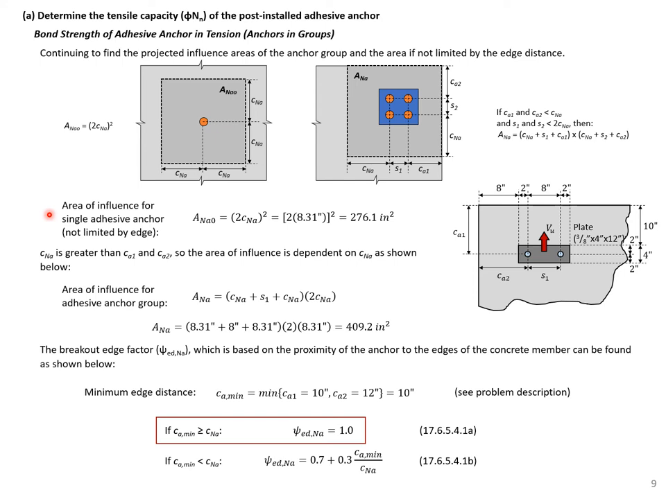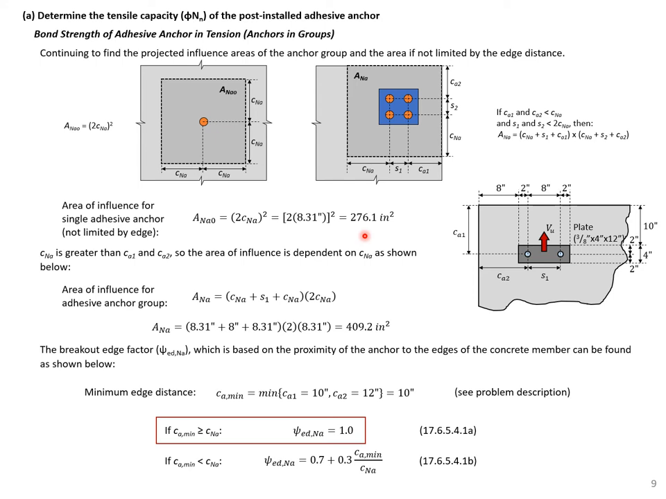The area of influence for the single adhesive anchor, not limited by the edge distance, we can find as shown here, where we just have a distance C sub NA extending from each side of the anchor. So this will give us a total area here of 2 C sub NA squared, which will give us a total area of 276.1 square inches.